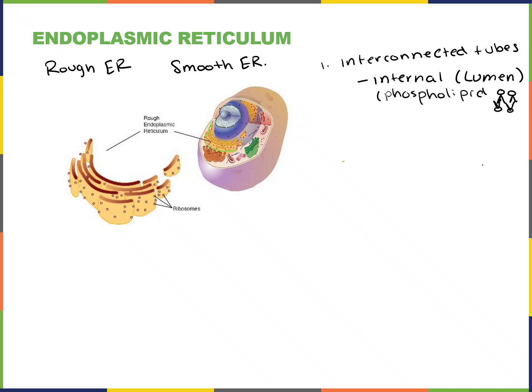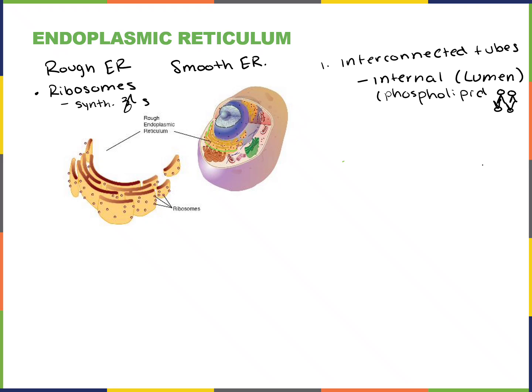The rough endoplasmic reticulum is called that because ribosomes stick to its surface and make it look kind of rough or studded. Okay. These ribosomes will synthesize proteins while attached to the endoplasmic reticulum and transfer those proteins into the lumen so that they can go through other modifications and folding, anything like that they may need to go through.